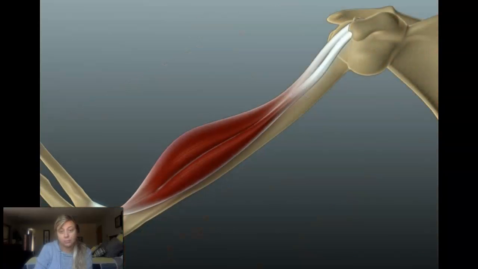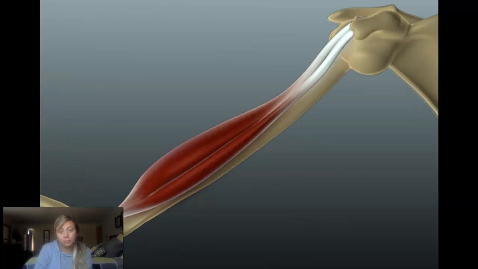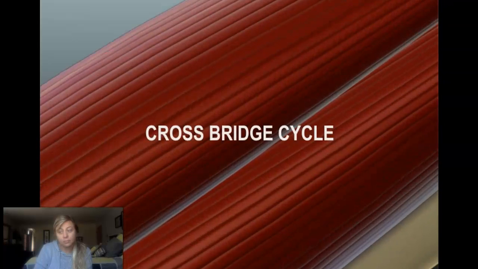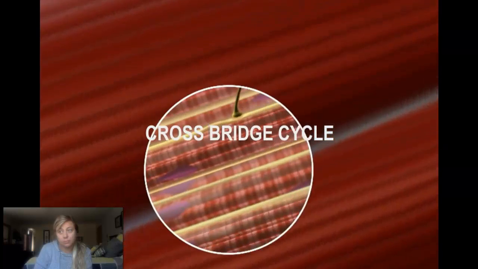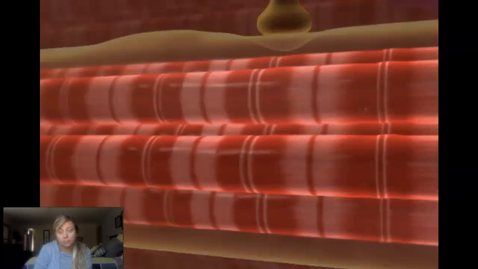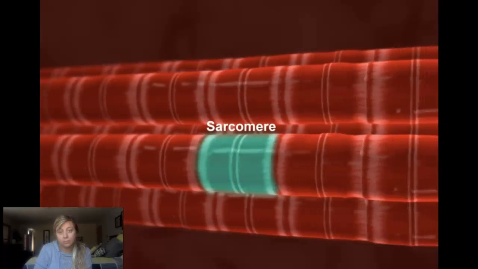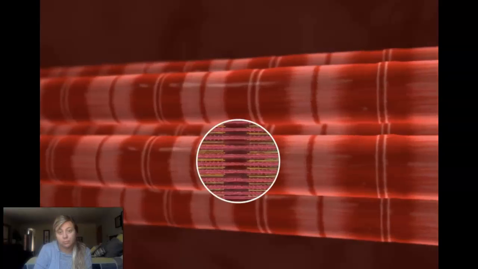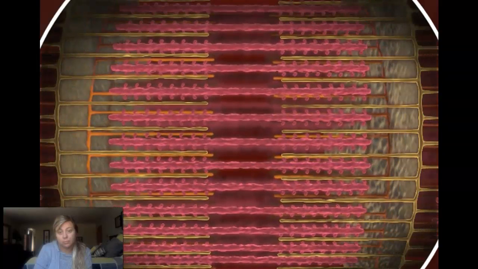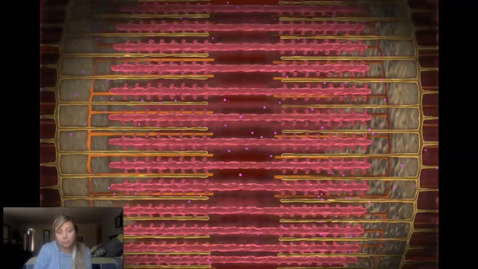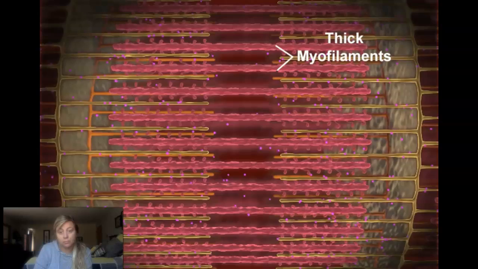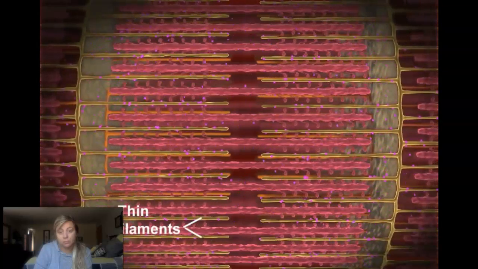The contraction of a skeletal muscle generates the force necessary to move the skeleton. A contraction is triggered by a series of molecular events known as the cross-bridge cycle. In a skeletal muscle fiber, the functional unit of contraction is called the sarcomere. A sarcomere shortens when myosin heads and thick myofilaments form cross bridges with actin molecules and then myofilaments.